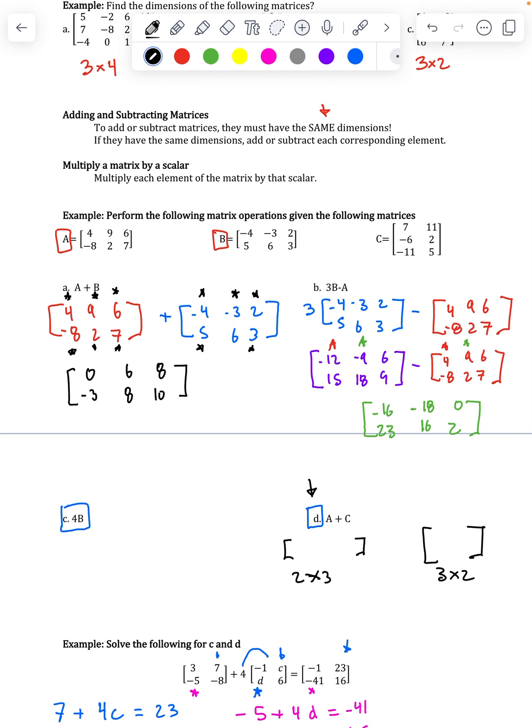So these dimensions aren't the same. There's no way we could add them. And therefore, we just say this does not exist. It's like saying it's not possible. We also call that D in E. All right, perfect.